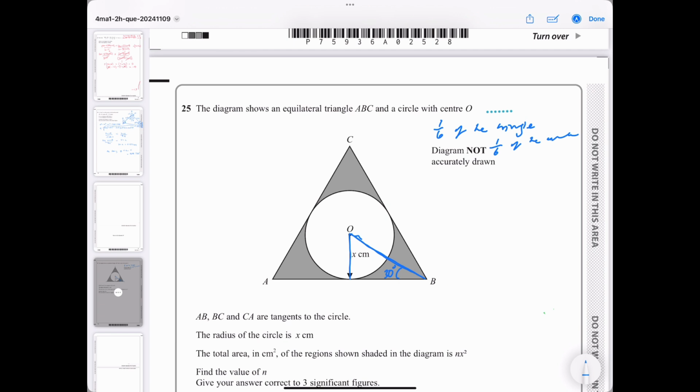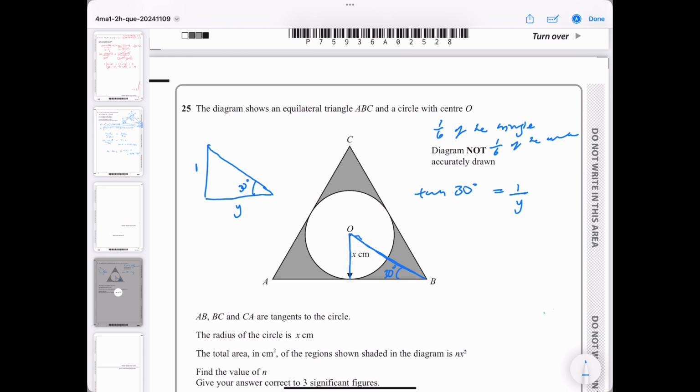So I'm going to pretend x is 1 because I don't know it, and then I'm going to find out what this side is based on that. So if I make this 1, what is this? And this is 30 degrees. So I can use those two. I can say tan of 30 equals 1 over y.